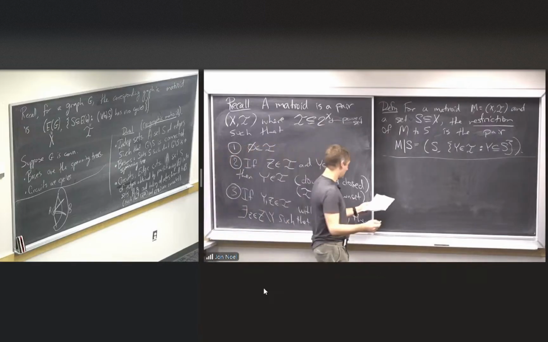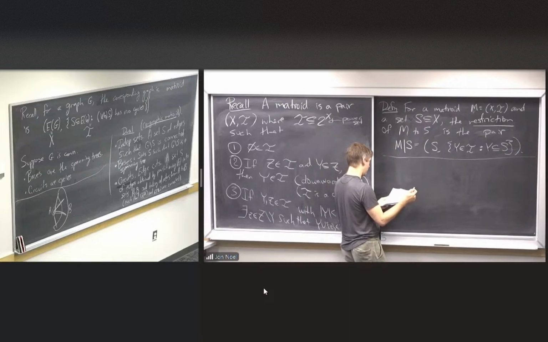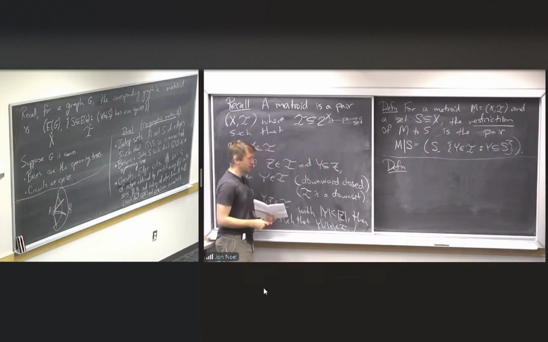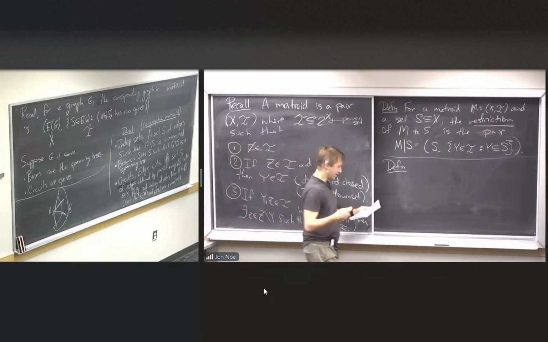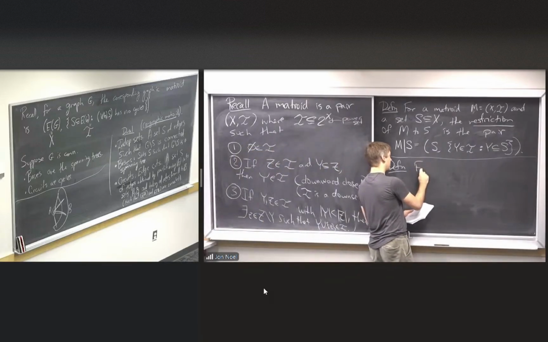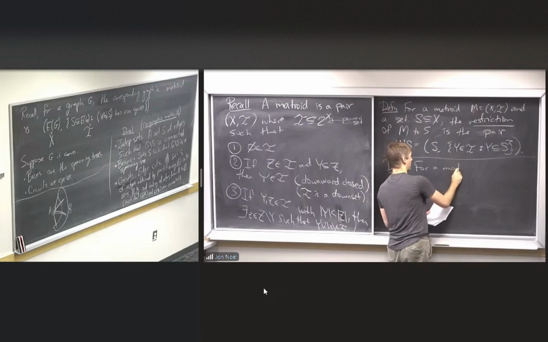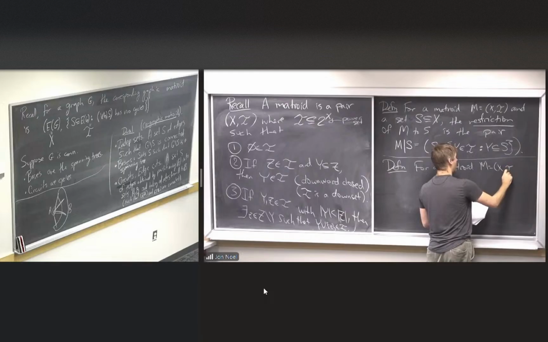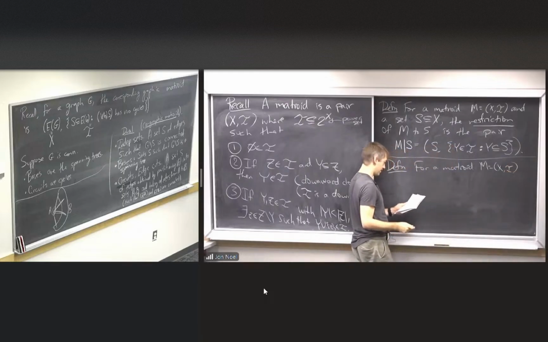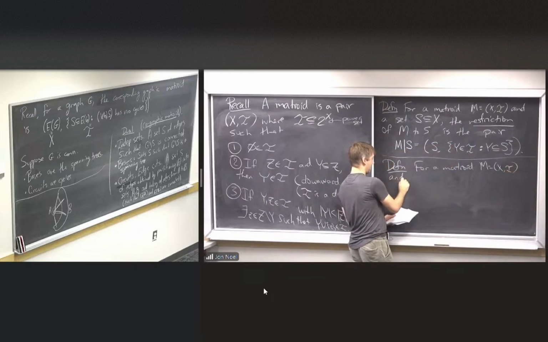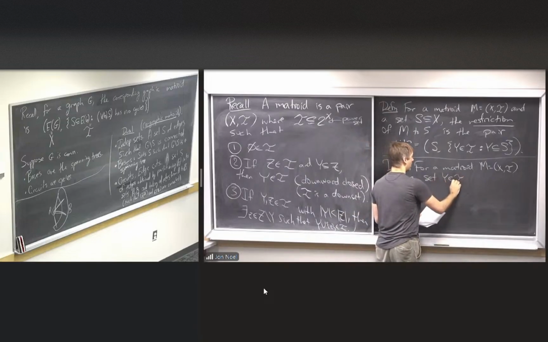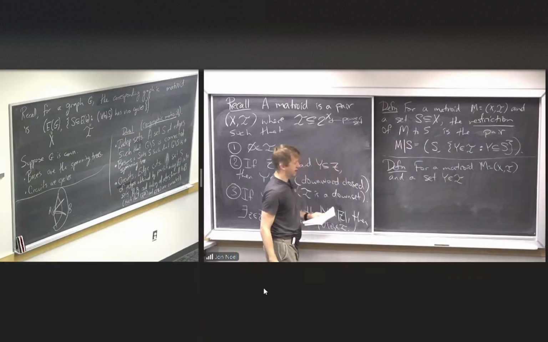Okay. Another definition, which isn't going to really come up in the proofs, but is worth knowing about, is contraction. So for a matroid M equal to X comma I, and an independent set, a set Y in I.